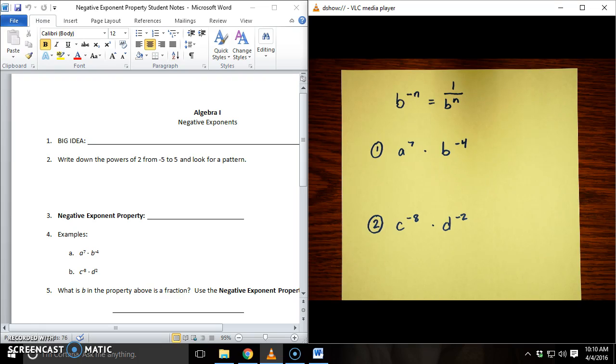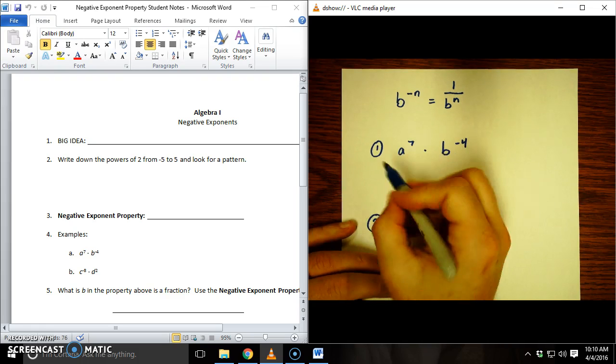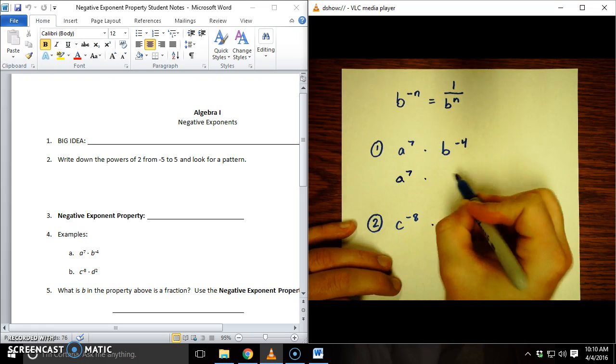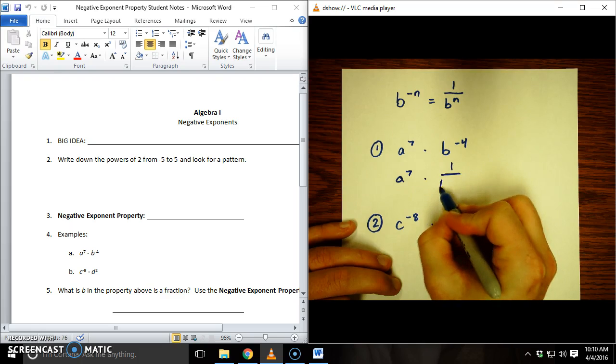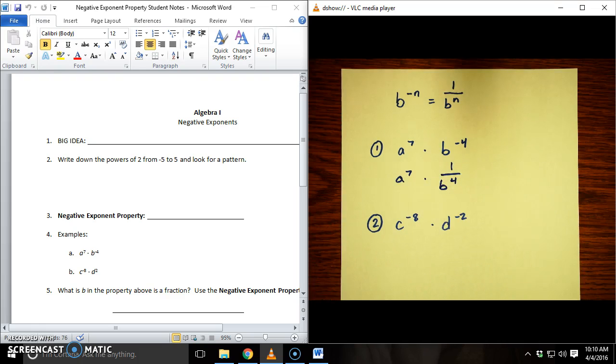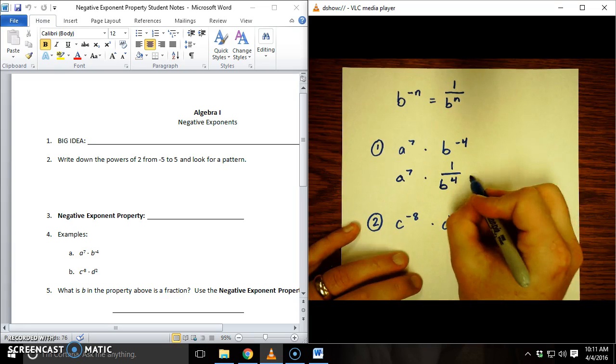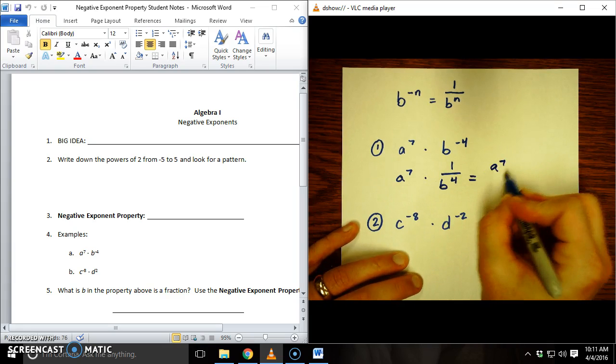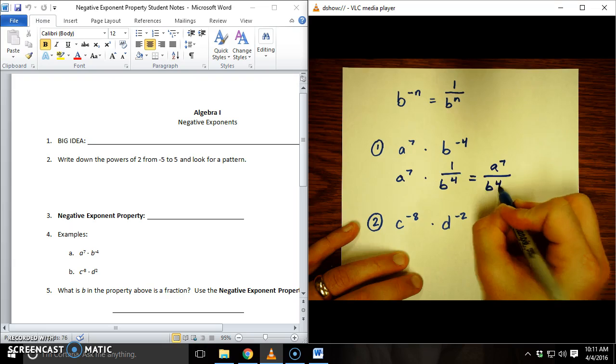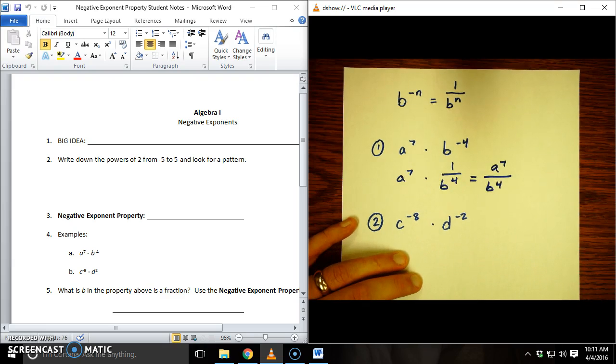So, if we take a look at this first example, a to the 7th doesn't change, but according to the property, b to the negative 4th is 1 over b to the 4th. We never want to leave this with a multiplication symbol right here. We want to put that into one fraction. So I'm going to write a to the 7th over b to the 4th. And that's my final answer.